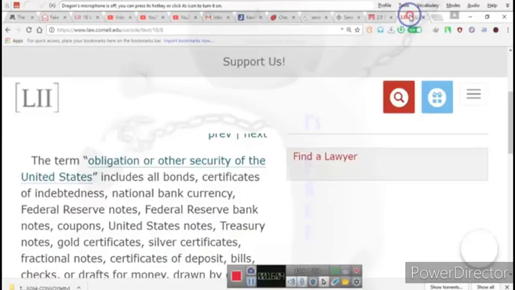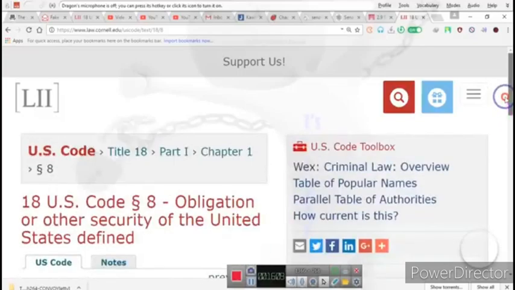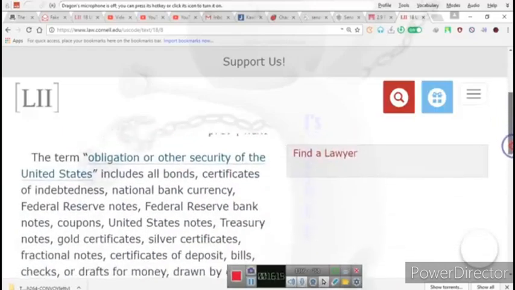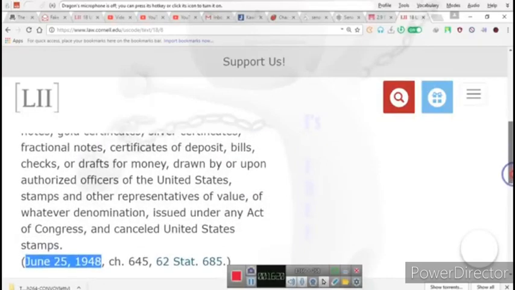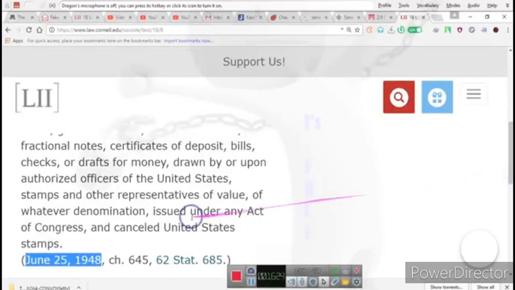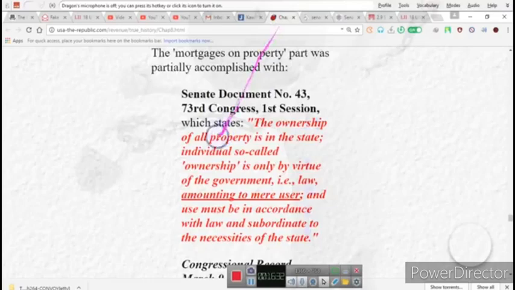Remember, we learned here, pay attention, obligations of the United States. That's what it's called, ladies and gentlemen. Obligation or other security of the United States is defined as your mortgage is a security and obligation of the United States, ladies and gentlemen. That's why they back it and insure it. Okay? Pay attention. Issued under any act of Congress. Ladies and gentlemen, this is an act of Congress.